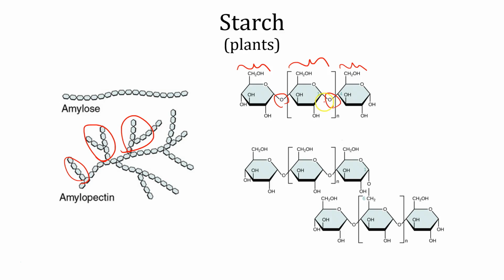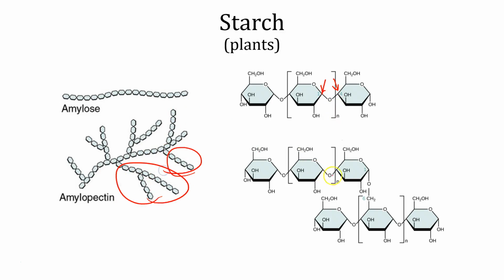And sometimes we call this a 1,4 bond because it's a bond between the number 1 carbon and the number 4 carbon of neighboring sugar molecules. And when it's branched like this, sometimes we call it a 1,6 bond because it's between the first carbon and the 6th carbon. Okay, so usually if you have a branching molecule, it's going to be a glycosidic bond that's different than the linear form.